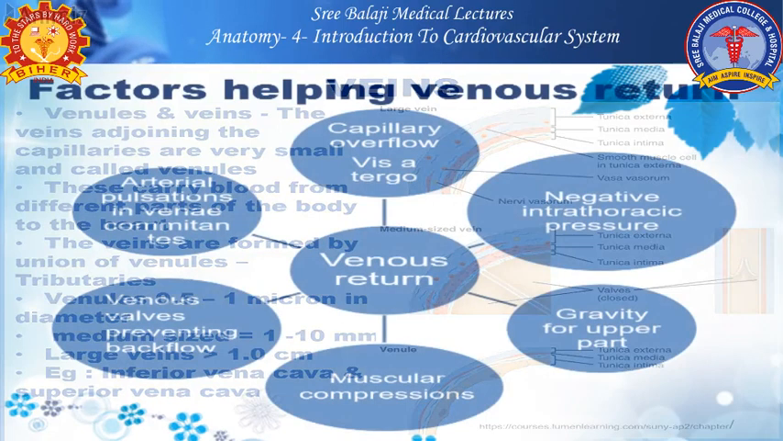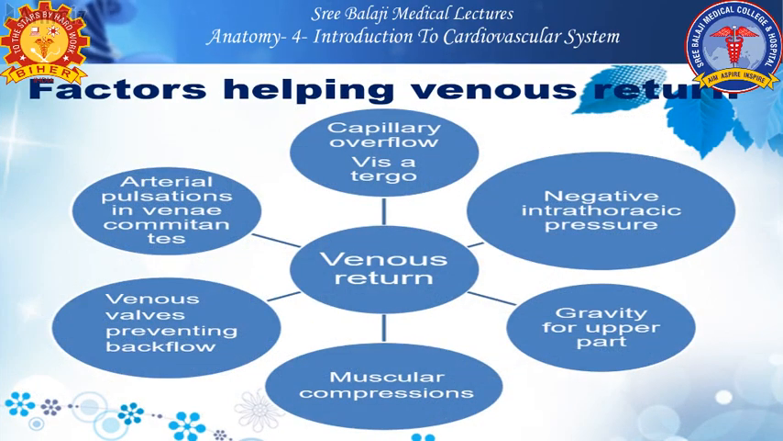The veins have to bring back the blood from various parts of the body to the heart. In the lower limb or in the leg, they have to overcome the gravity to bring the blood back. So the factors helping venous return, it is important to know, that is the capillary overflow, which is termed as vis a tergo, the negative intrathoracic pressure due to the breathing.